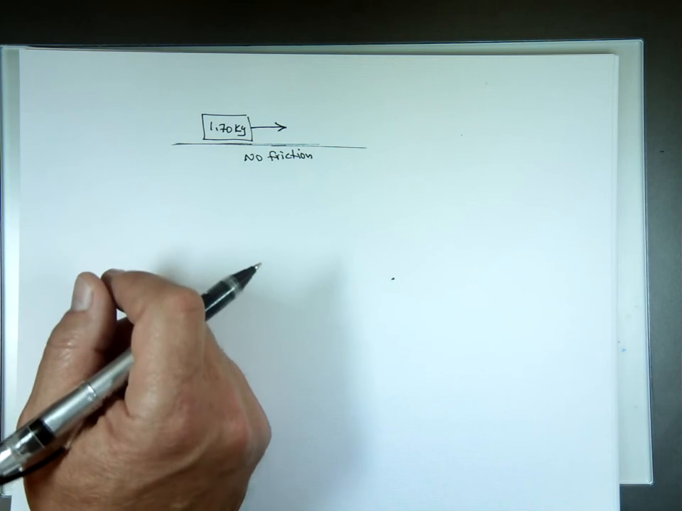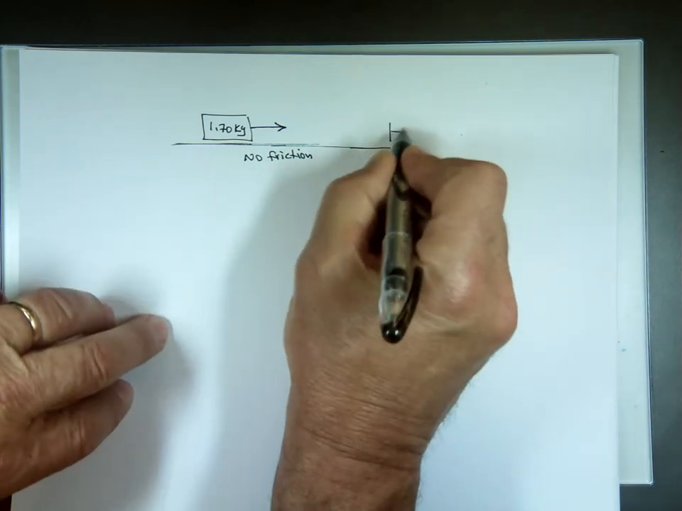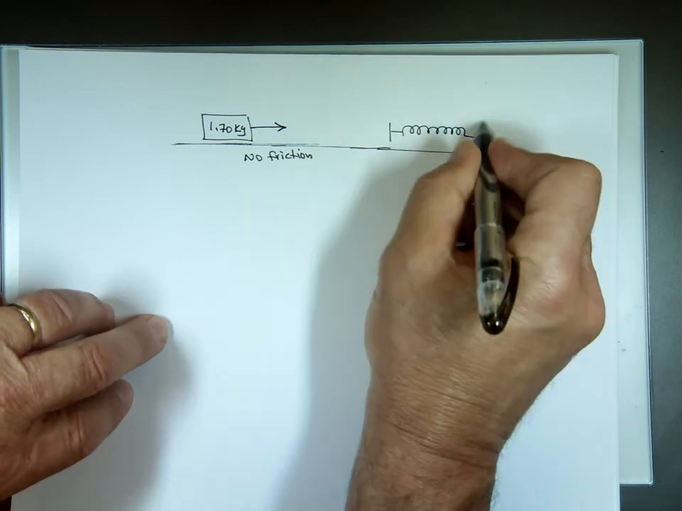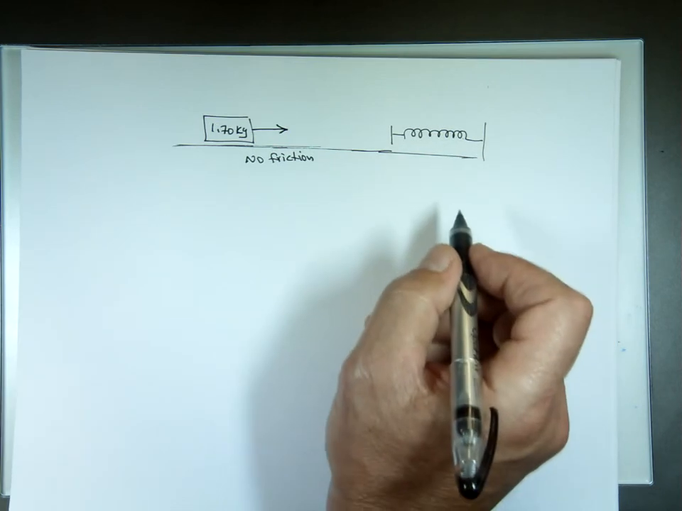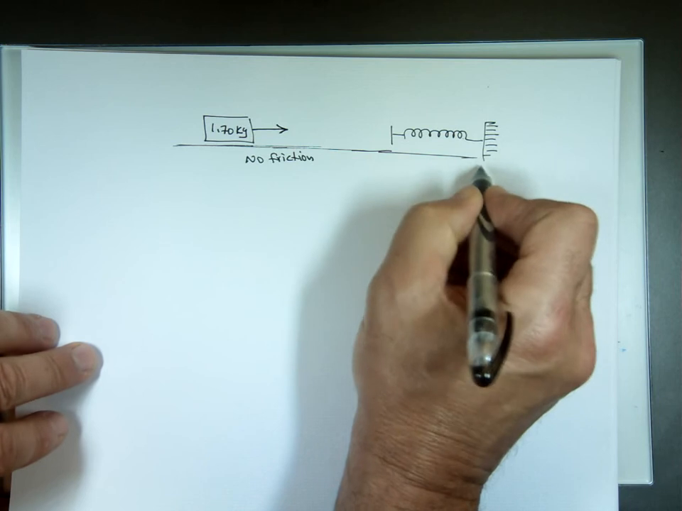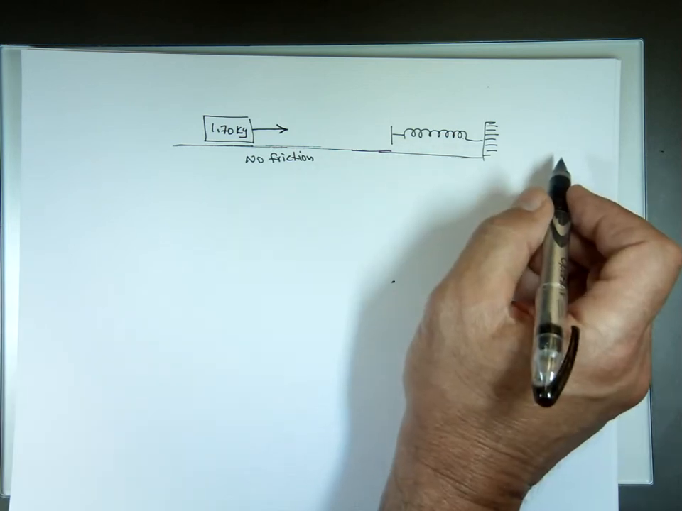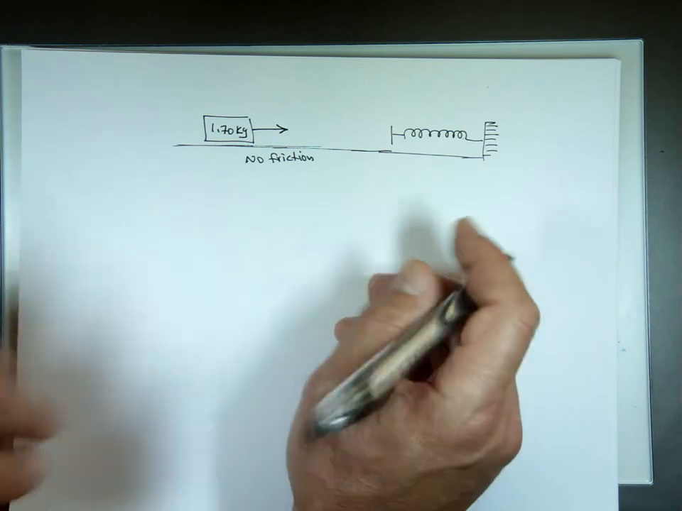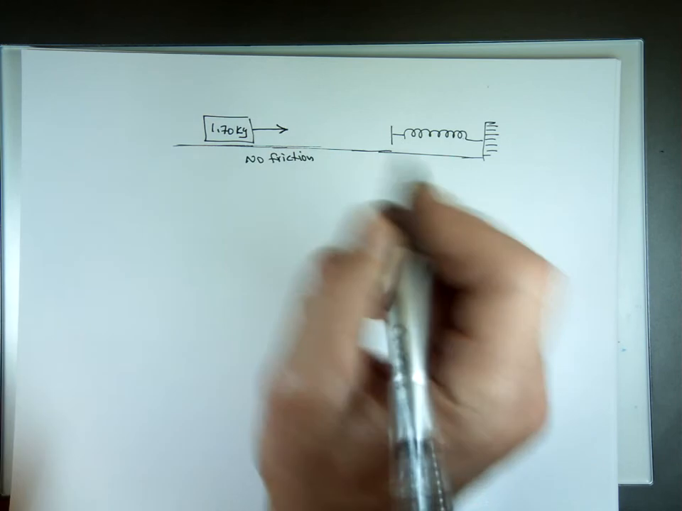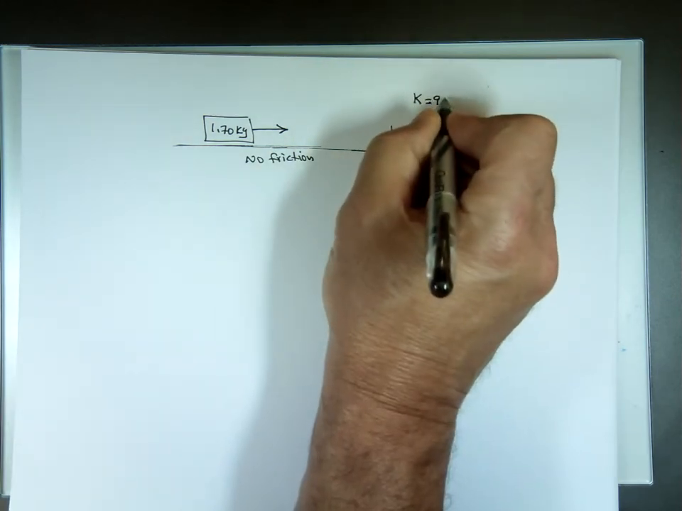Now we have a spring here. It's attached to the wall there. So the block of wood is going to hit that spring and compress it. First, let's talk about the spring here. What do we know about the spring? The spring has a constant, K equals, I don't know, 950 newtons per meter. So it's a good spring.